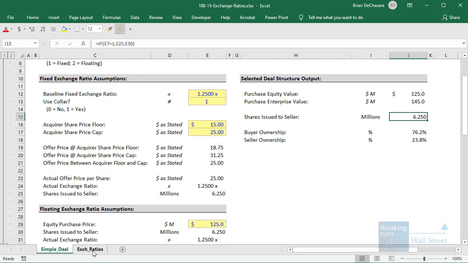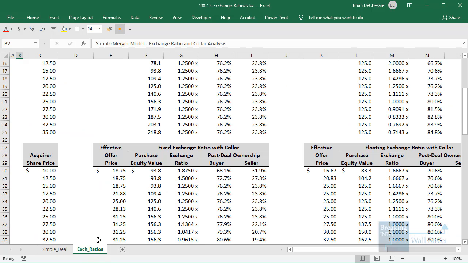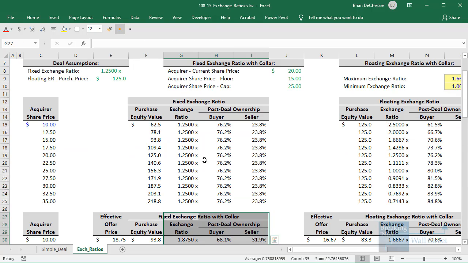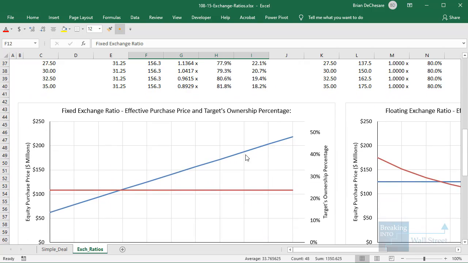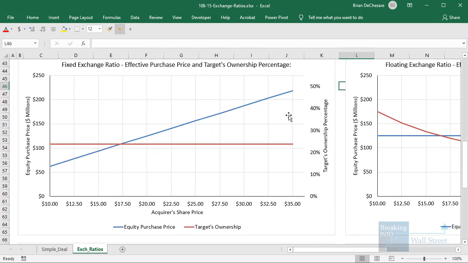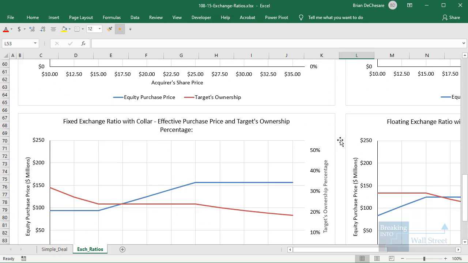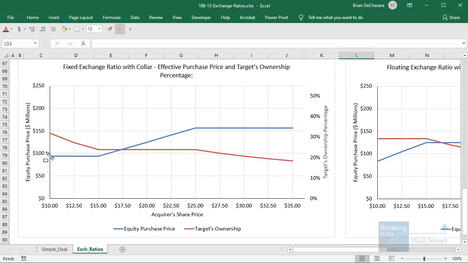If you want to see visually what this looks like, I'm going to go over to the exchange ratios tab over here. And I've set up a graph with the fixed exchange ratio with a collar and also one without a collar. If you look at this without a collar, you can see right here that the equity purchase price keeps changing. That's the blue line here, but the target's ownership stays the same. With a collar, you can see what happens. The equity purchase price hits a minimum and then also hits a maximum as the acquirer's share price changes. But then the target's ownership keeps going up as the acquirer's share price falls. Right in the middle of the range, the target's ownership stays the same.